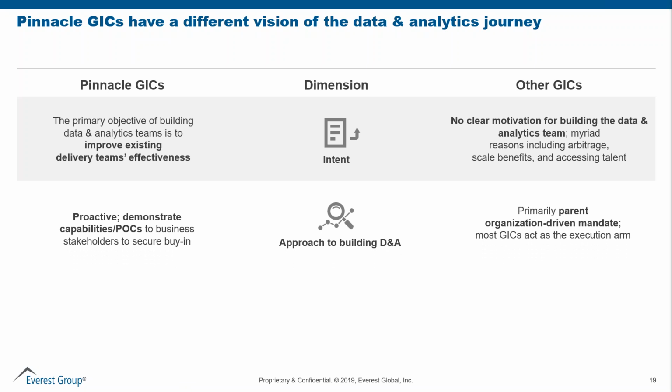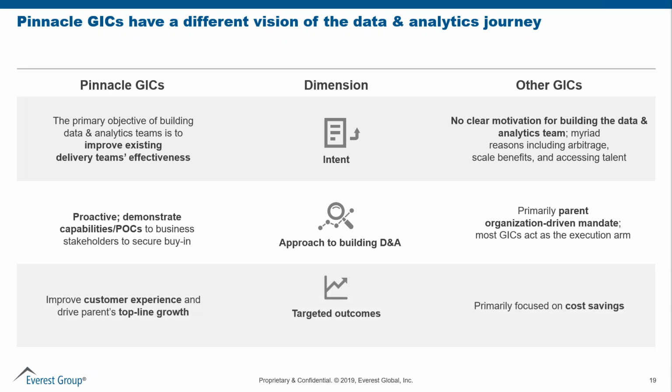The second area we looked at was how did they approach building these capabilities? How did they make it happen? And here again, almost 60 to 70% of the Pinnacle GICs followed a proactive approach. They did not really wait for anybody to tell them that they need to build these capabilities. They explored the areas where they had an opportunity, they experimented, they built POCs, and they demonstrated those to their business stakeholders, global stakeholders, to get a buy-in. Whereas in terms of the other GICs, while we have seen a mix, primarily they have pursued data and analytics after the parent organization has given them a mandate. So they are more acting as delivery arms versus strategically leading these initiatives for the organization.